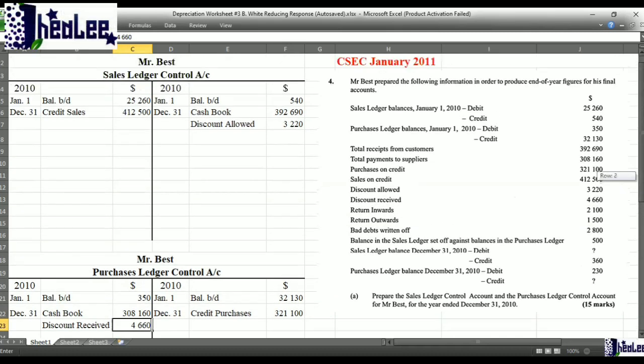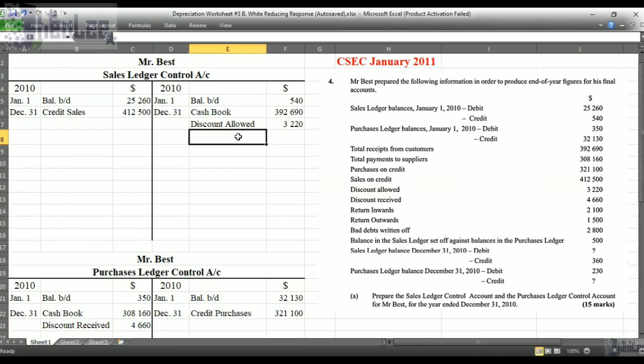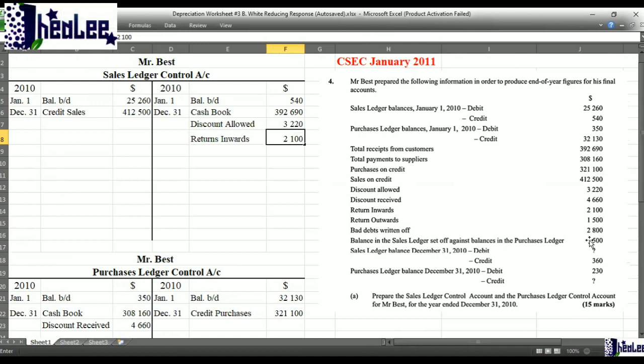Next item, returns inwards. Returns inwards would be our customers returning goods back to us. Because they're returning goods back to us, it means that it is decreasing the value of what they're owing. So that is a credit entry. That is returns inwards, and the value for the returns inwards is $2,100.